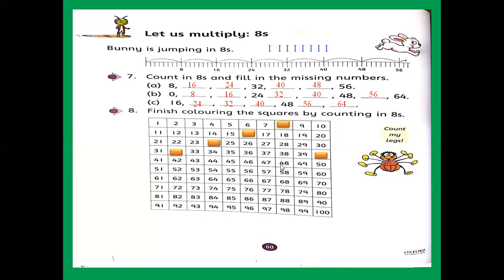Count 1, 2, 3, 4, 5, 6, 7, 8. Color 48, because 48 is coming in the table of 8. 8 6s are 48. Again 1, 2, 3, 4, 5, 6, 7, 8. 56 is also coming in table of 8, so write color 56, this box.